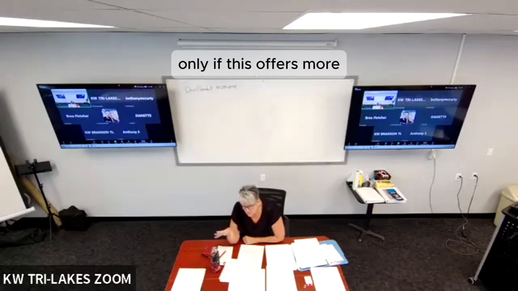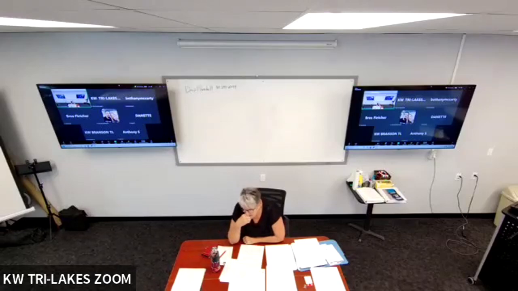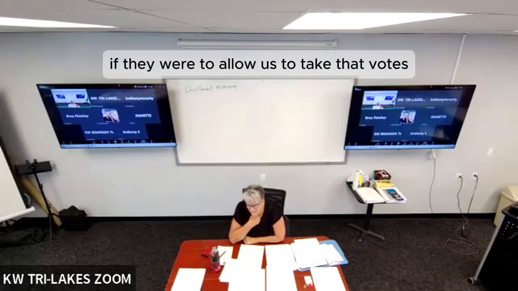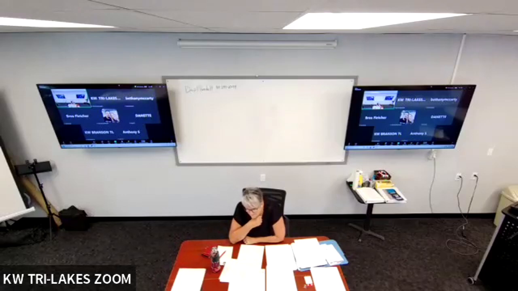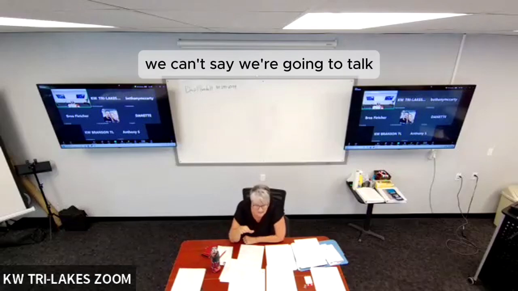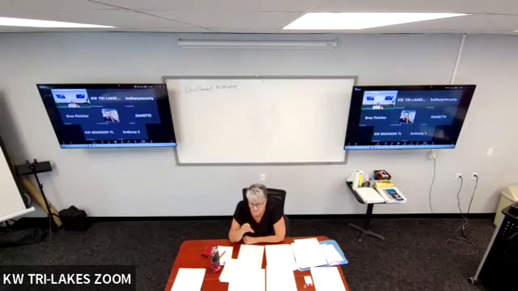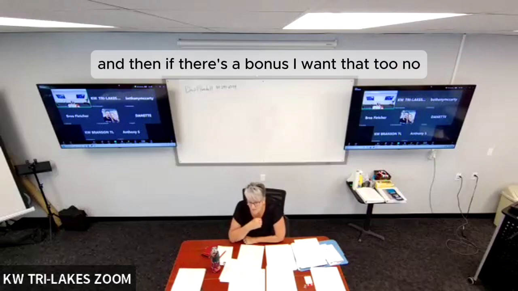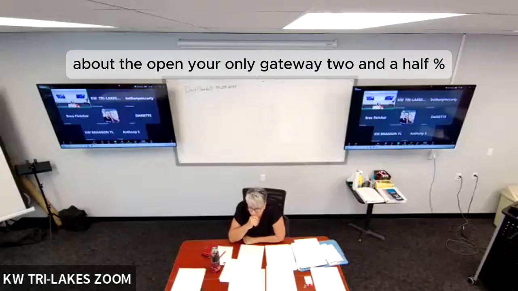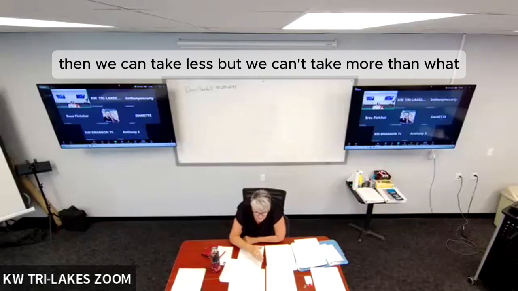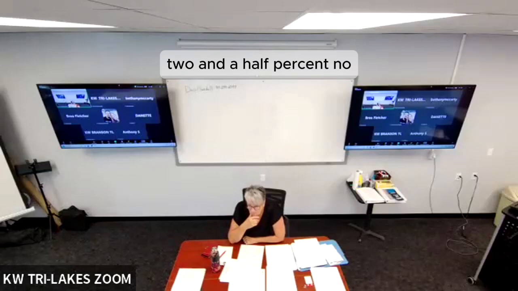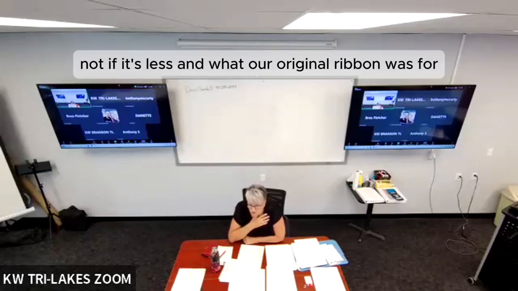Only if it's offering more. Let's say somebody offers a bonus. Well, no, we can't take that without going back to our buyer and amending our agreement if they agree to allow us to take that bonus. And we can't just make it open-ended. In the buyer agreement, we can't say we're going to collect 3%, and then if there's a bonus, I want that too. No, it cannot be open-ended. If you're only getting 2.5%, then we can take less, but we can't take more than our agreement. So you don't need an amendment to the buyer's agency agreement for 2.5%. No, not if it's less than what our original agreement was for.